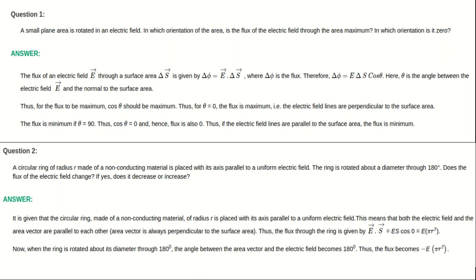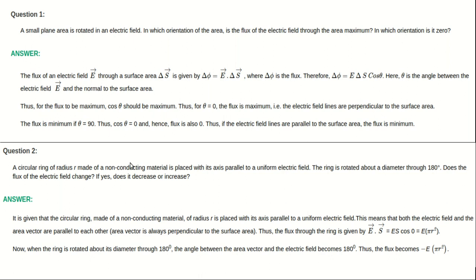For the first case, we know that delta phi is E dot ds, which is E ds cos theta. When theta is 0, the flux will be maximum, E ds, and when theta is equal to pi by 2, the flux will be minimum. So as I see, when the electric field lines are perpendicular to the surface area, theta is 0 and flux is maximum, and when the electric field lines are parallel to the surface area, flux is minimum. Theta is 90 degrees, so cos theta is equal to 0.